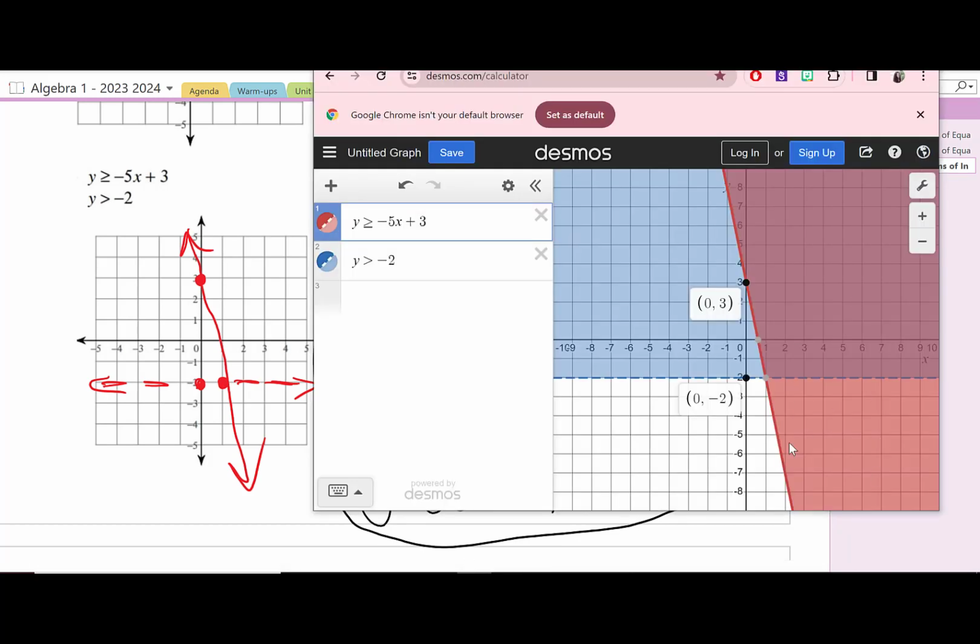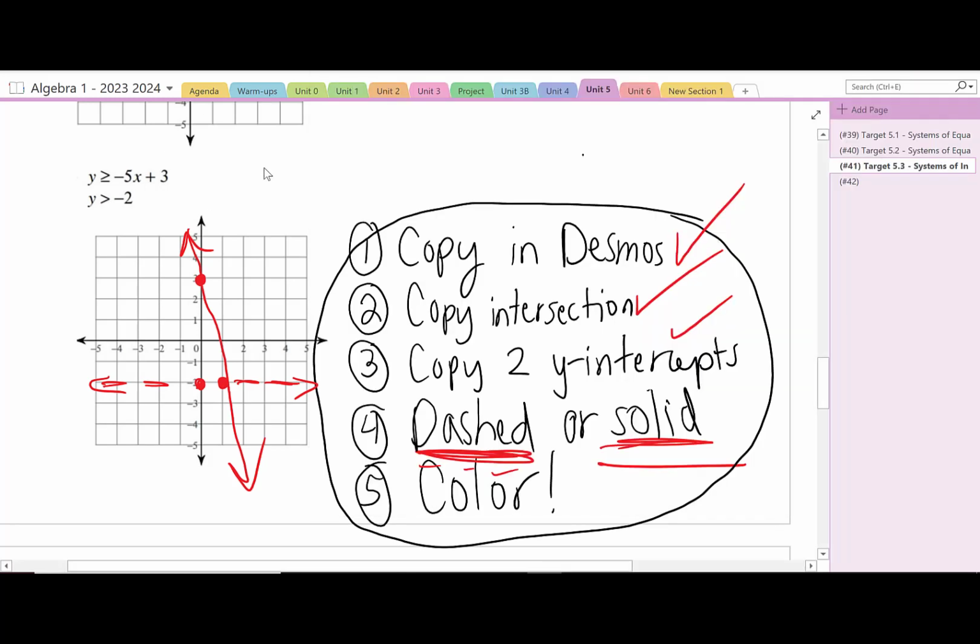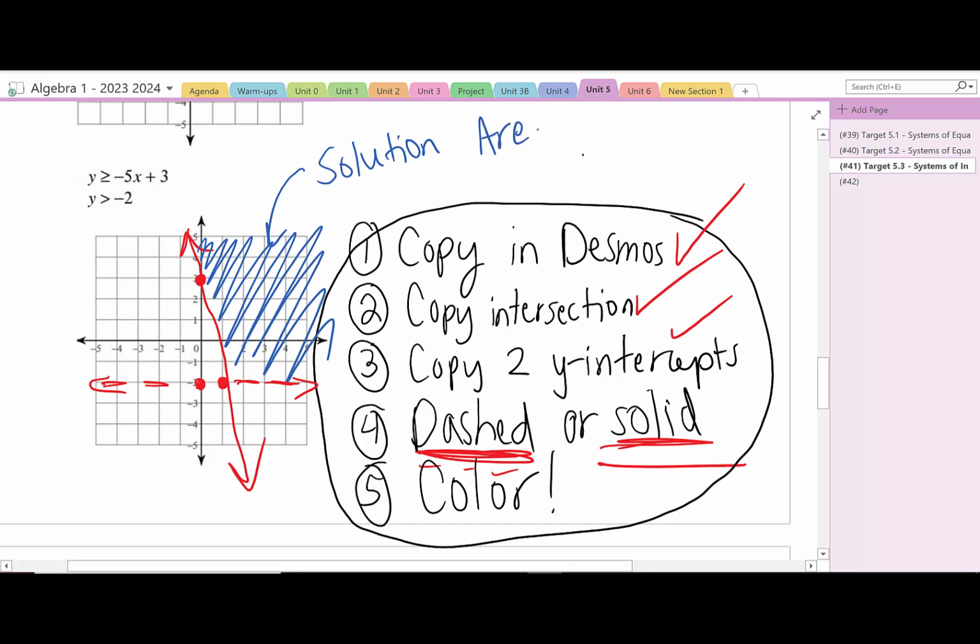And then the area that has 2 colors, el área con 2 colores, is this one. So that's where you need to color. Y el área con los 2 colores está aquí. Entonces ese es donde necesitas pintar. So here, go like this. That is the solution area. And that is how you do it on Desmos. So así es como puedes resolver en Desmos.